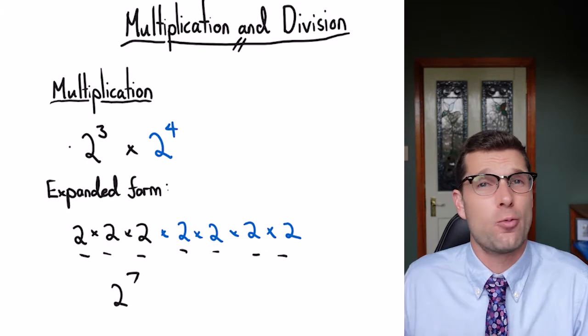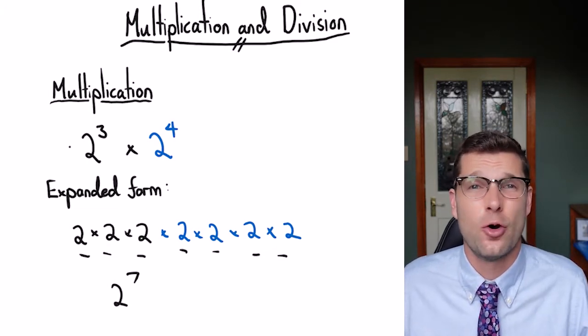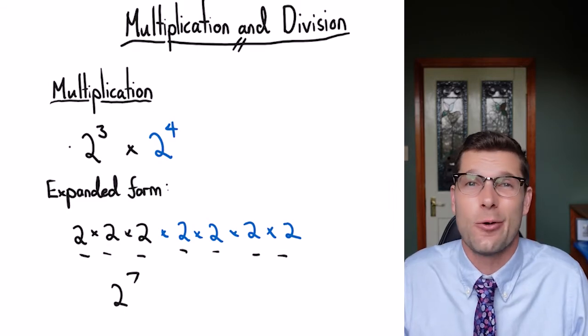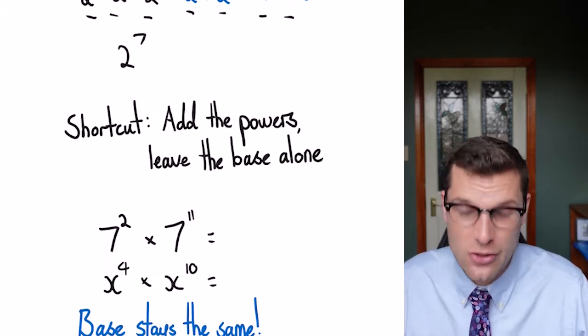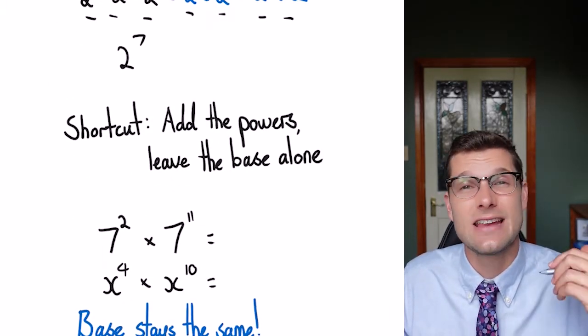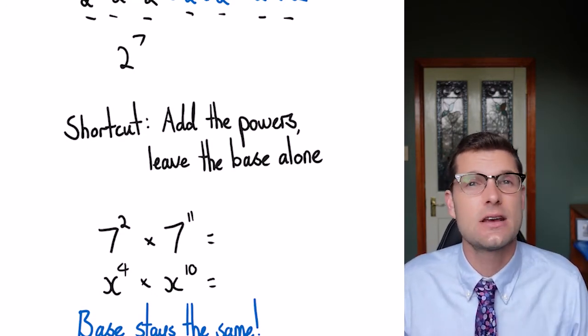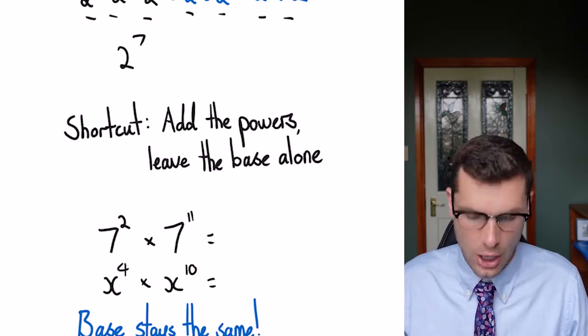So obviously we don't want to have to write this out in expanded form every time. That's just a waste of paper, and we want to get through this quickly. So the big shortcut for this is you just have to add the powers. So you add the little numbers, but leave the base alone.